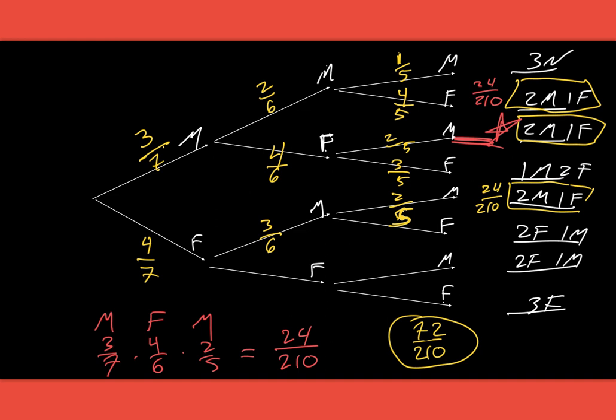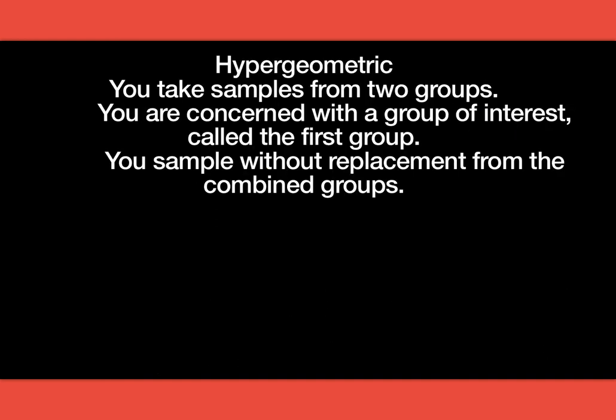In your check your understanding from your book, when doing a hypergeometric, use an online tool. Go online and find one that does hypergeometric and find it that way. Graphing calculators don't have a hypergeometric. So hypergeometric, the conditions. So remember we did the binomial. So in this case, we're taking a sample from two groups. In this case, it was male or female.